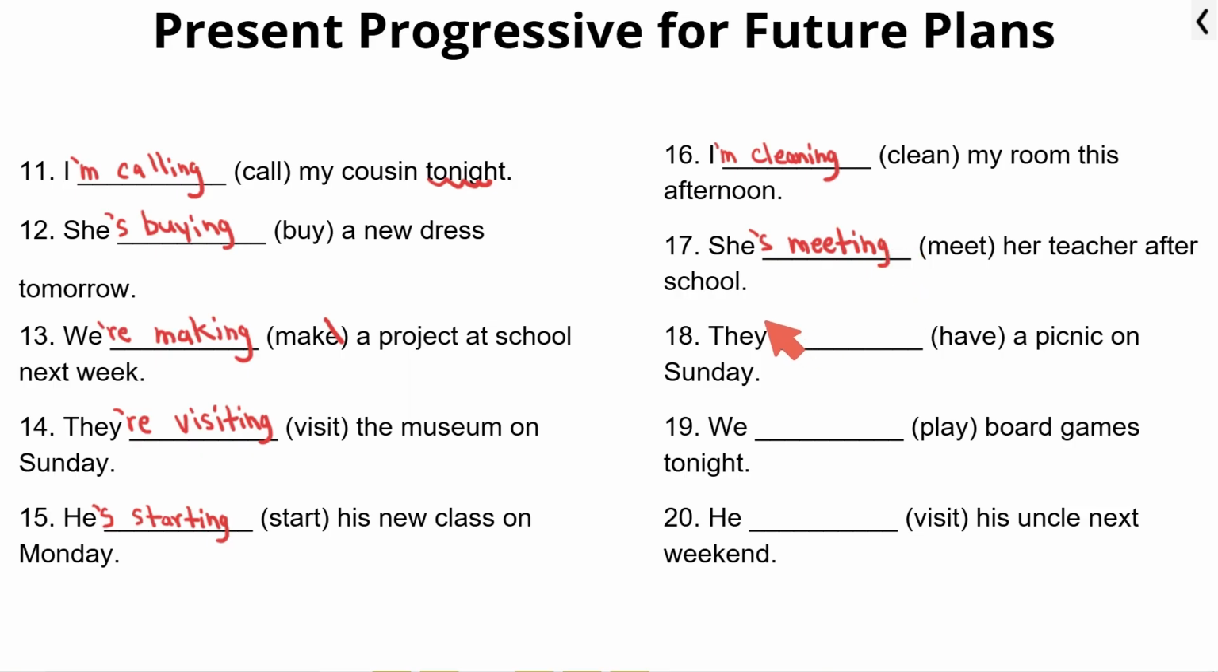They are, they're having, and we drop the e for having and we add ing. A picnic on Sunday. We are, so we're playing. Let's add ing to play. We're playing board games tonight. And the last one is he's visiting, add ing to visit, his uncle next weekend.